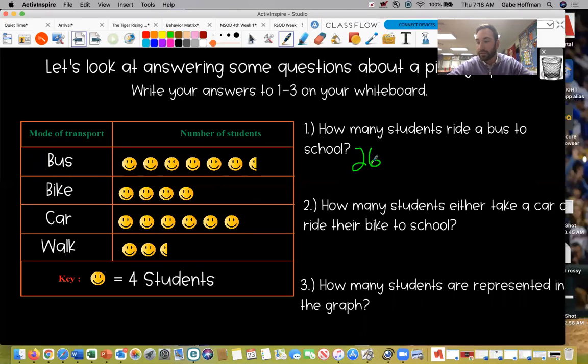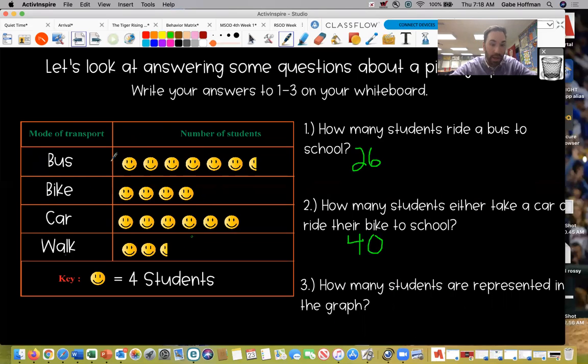I'm using that key on the graph to help me make that decision. How many students either take a car or ride a bike? So now, or, remember, going back to that language, that means it could be car or bike. So 4, 8, 12, 16, 20, 24, 28, 32, 36, 40 people, right? 40 students. And then number 3 says, how many students are represented in the graph?